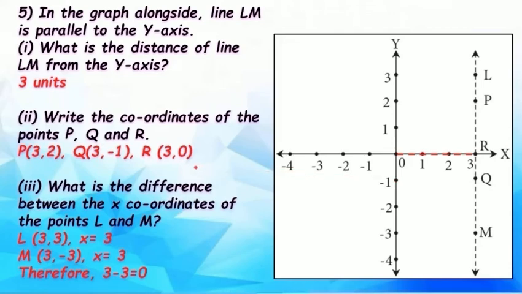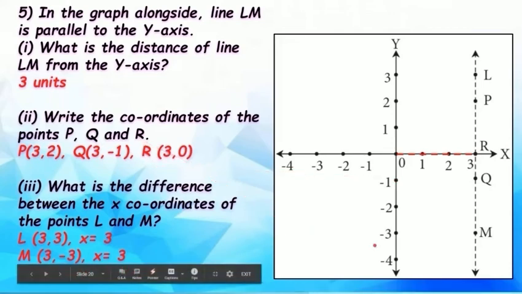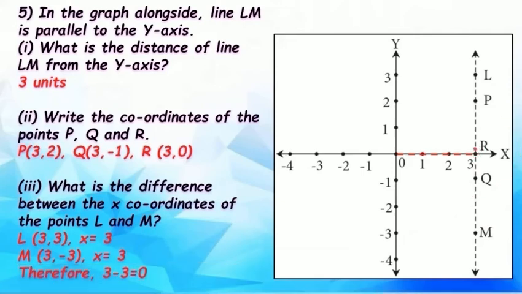And lastly, point R. So point R is here. If you see, it lies on the x-axis. It's nowhere in the plane, right? So if it lies on the x-axis, its x coordinate will be 3 and y coordinate will be 0.